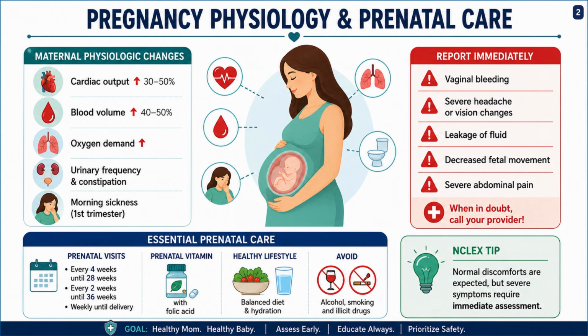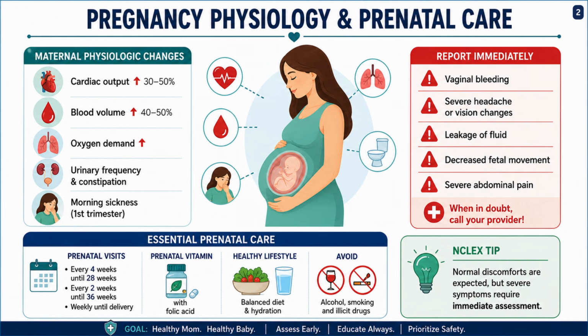During pregnancy, a woman's body undergoes major physiological changes to support the developing fetus. One of the most significant changes is an increase in cardiac output by approximately 30 to 50%, along with a 40 to 50% increase in blood volume. These adaptations ensure that the fetus receives enough oxygen and nutrients throughout the pregnancy.